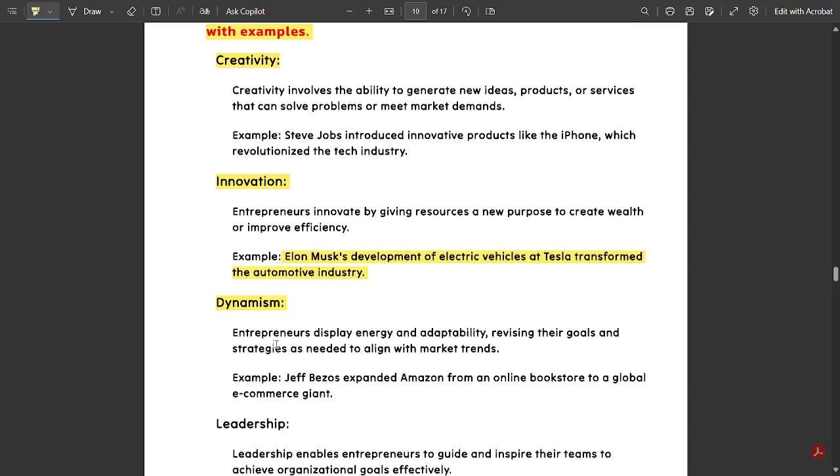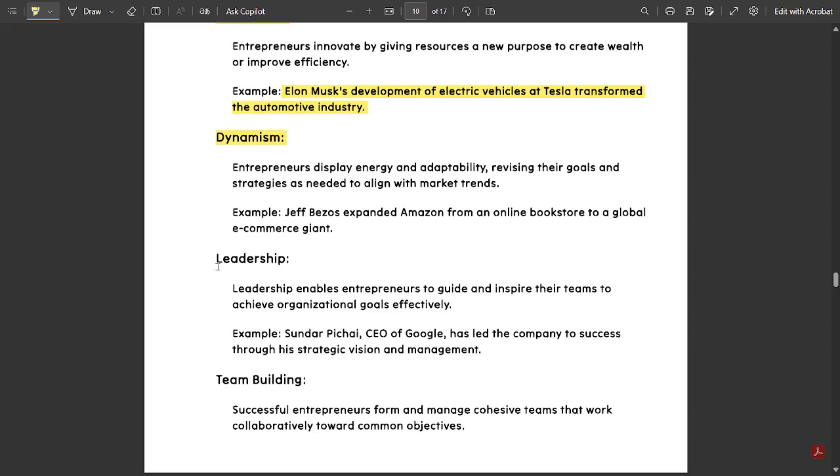Dynamism. Entrepreneurs display energy and adaptability, revising their goals and strategies as needed to align with market trends. For example, Jeff Bezos, again one real life scenario. These are all huge names of tech industries. Jeff Bezos expanded Amazon from an online bookstore to a global e-commerce giant. Okay, you might be knowing it, right?